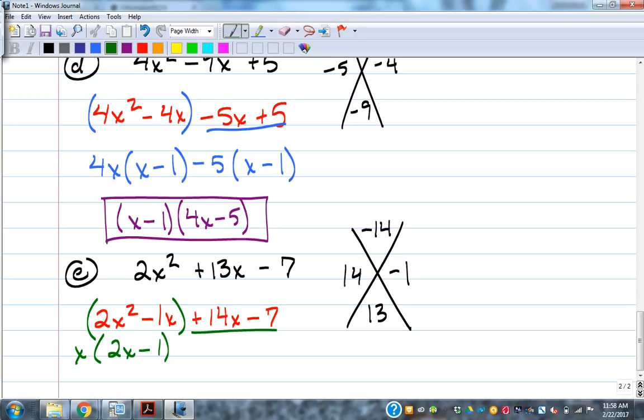Positive or negative? Positive. Why is it positive, Adam? Because the first one's positive. That's where you can tell. Whatever the sign of this is, that's the sign that's going to come out here. So that's a plus. There's our 2x minus 1. Final answer.